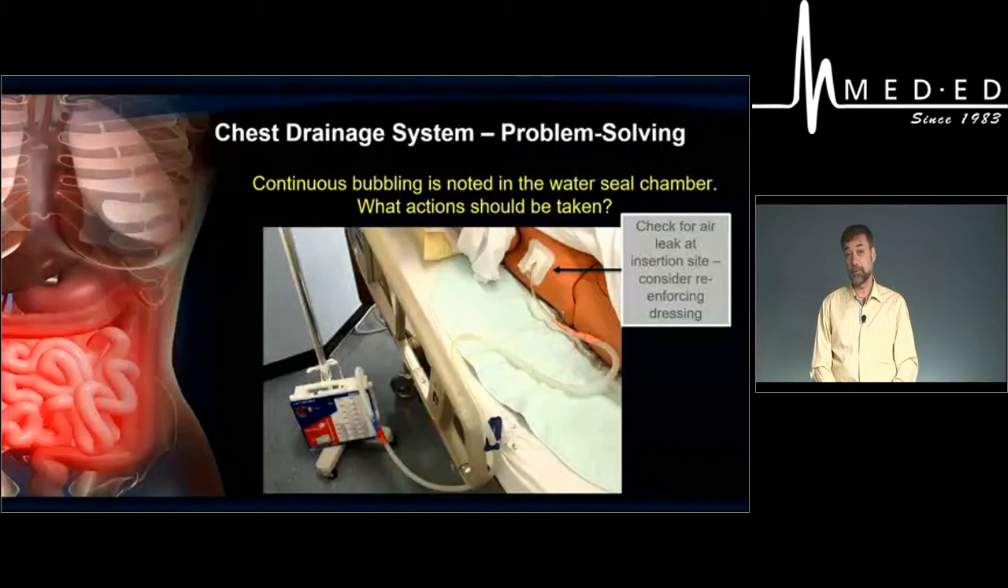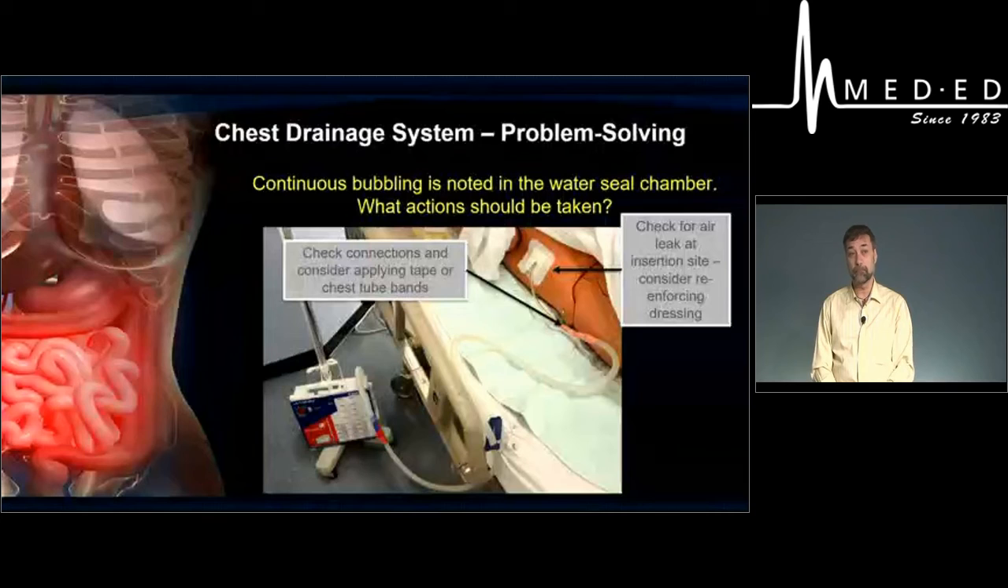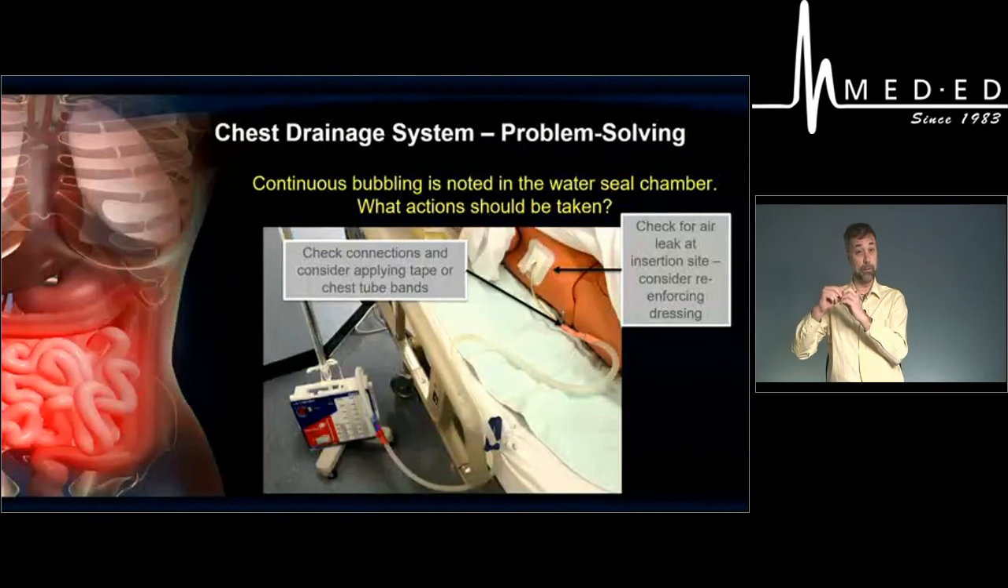So the first cause of an air leak is at the insertion site. The second most likely cause of an air leak, which would cause continuous bubbling, by the way, is that the connections between the chest tube and the tubing are loose. They're not tight enough. Sometimes you can just push them in a little bit tighter, or you could wrap waterproof tape around the connections, and that may stop the bubbling. But if that doesn't stop it, the next thing you should consider is that there's either a hole in the tubing.